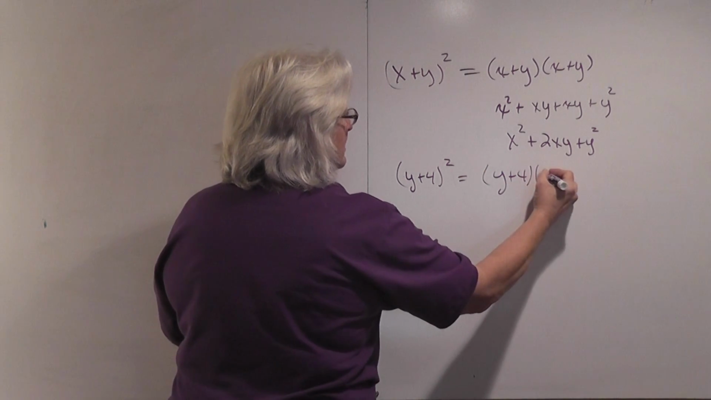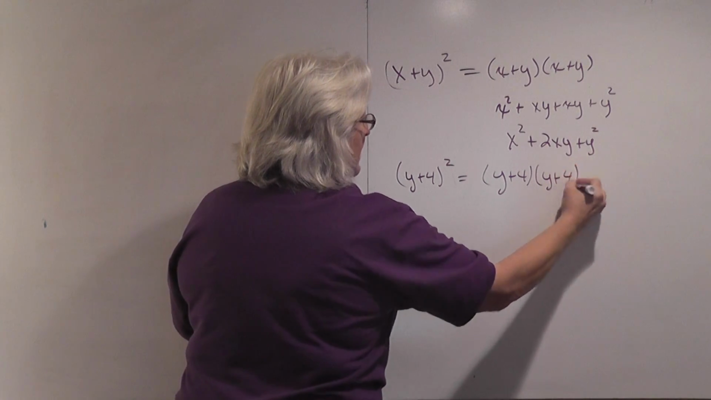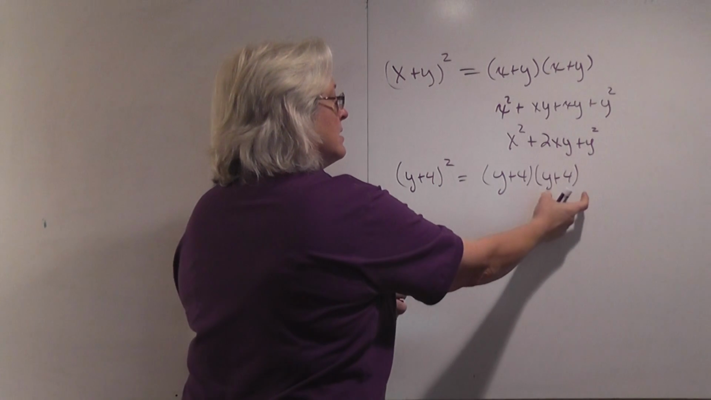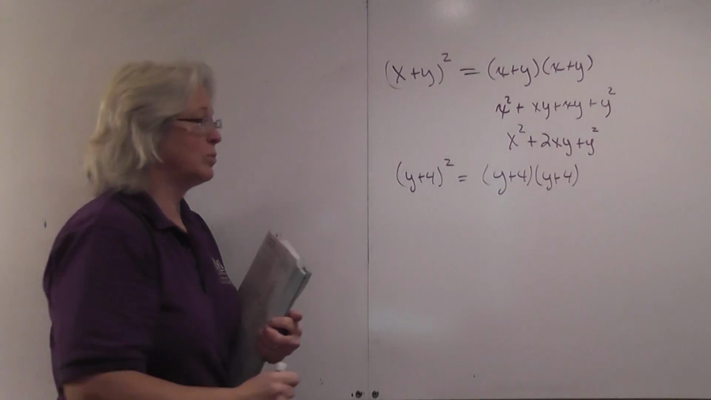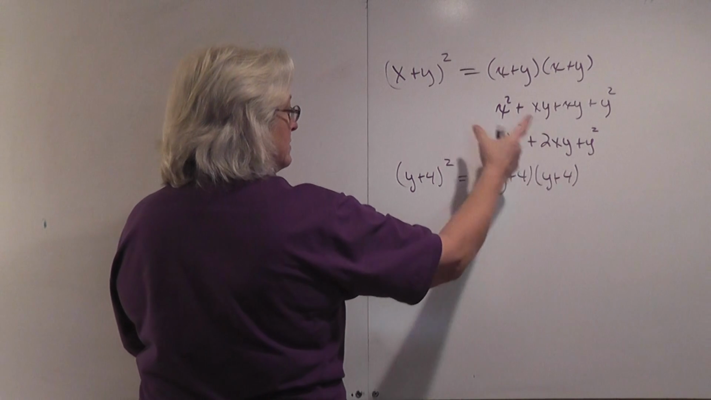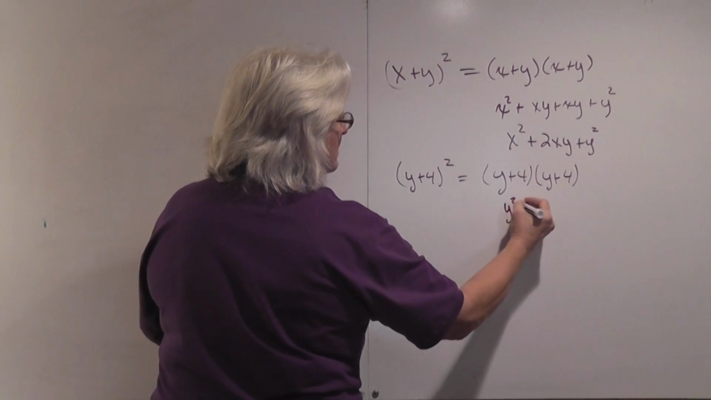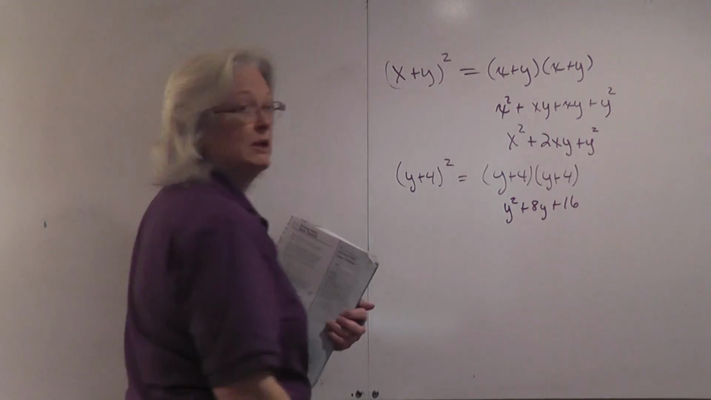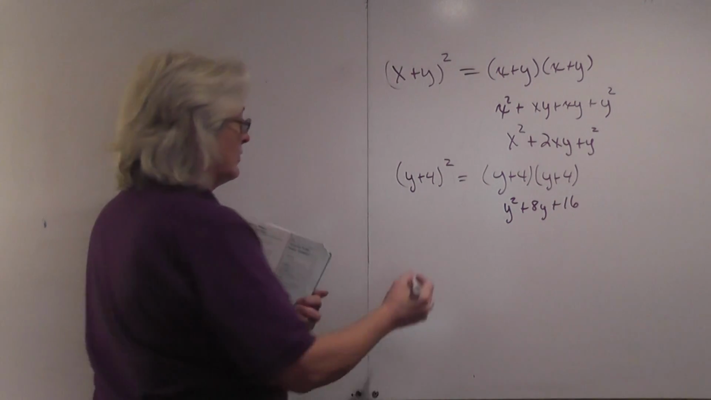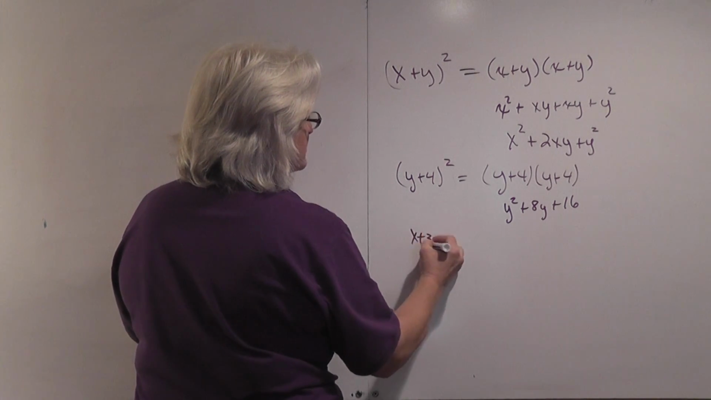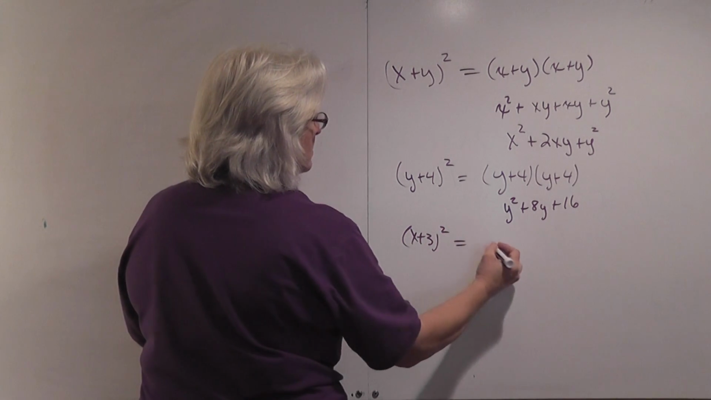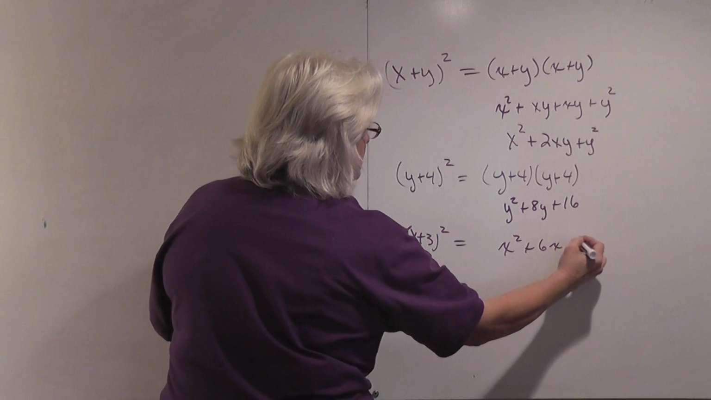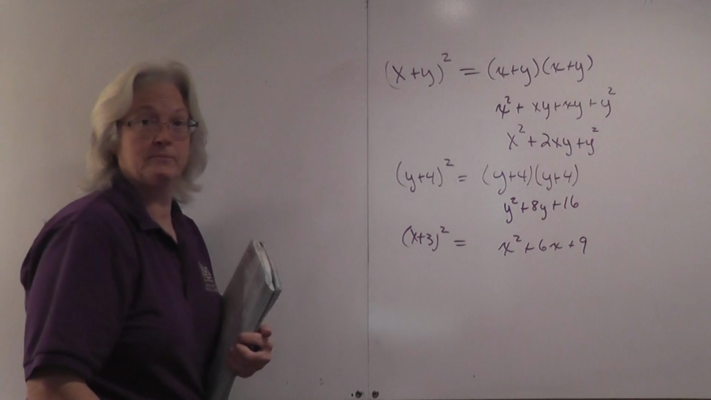If you're just simply using the fact that our exponent here indicates we're using the same binomial as a factor twice, you would then go ahead and use FOIL, and you would end up with y squared plus 8y plus 16. Okay, let's look at another one. If we have x plus 3 squared, that's going to end up being x squared plus 6x plus 9.